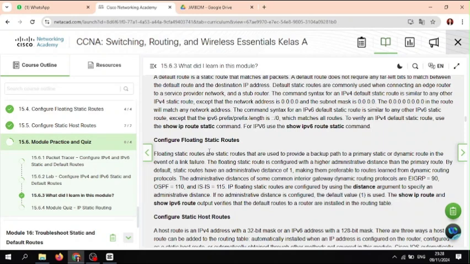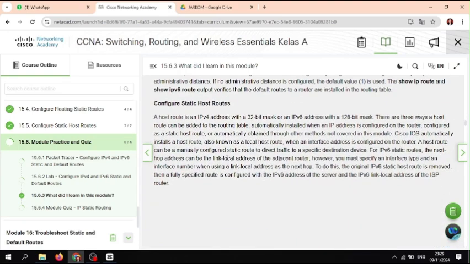Floating static routes dikonfigurasikan dengan jarak administratif yang lebih tinggi daripada rute utama. Secara default, static routes memiliki jarak administratif 1 yang membuatnya lebih disukai daripada rute yang dipelajari dari protokol perutean dinamis. Jika tidak ada jarak administratif yang dikonfigurasi, nilai default yaitu 1 digunakan.